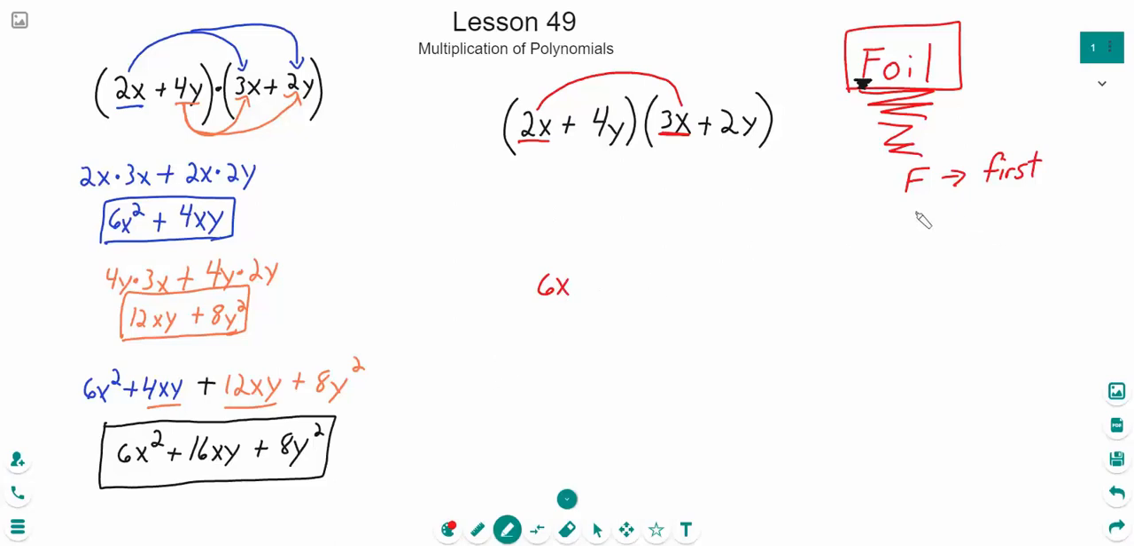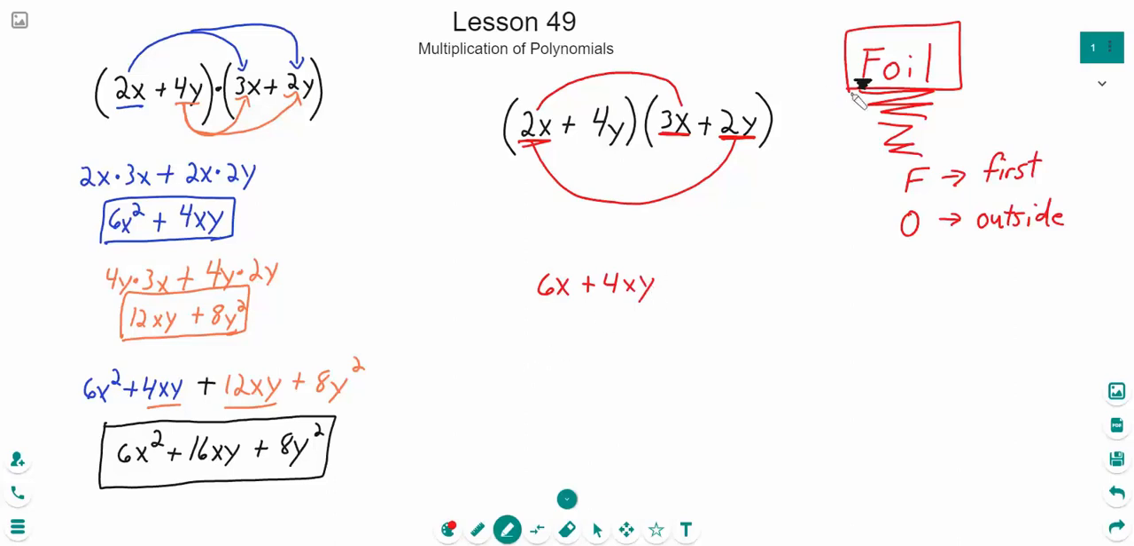All right. Now, then we move on to the next letter, which is an O. The O stands for outside. Okay. So for the outside, we're going to take this outside term here, right? It's to the farthest, outside. And then this is the other outside term. So we have this outside term and we have this outside term. They're the two on the outside edges of our problem. We are going to then multiply these two by each other. All right? So 2x times a 2y is going to give us 4xy. So we'll have a plus 4xy.